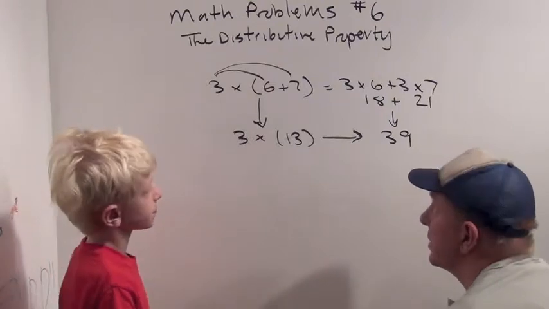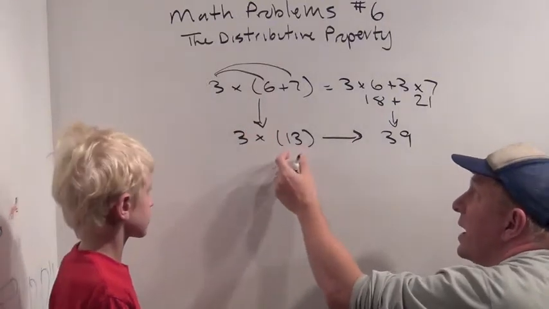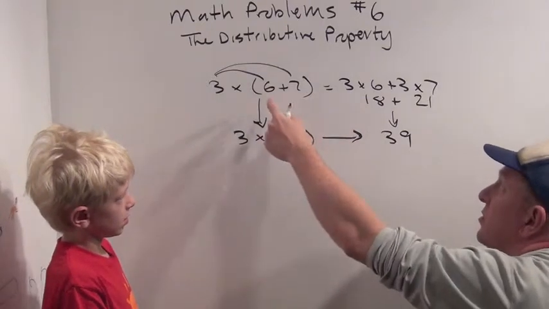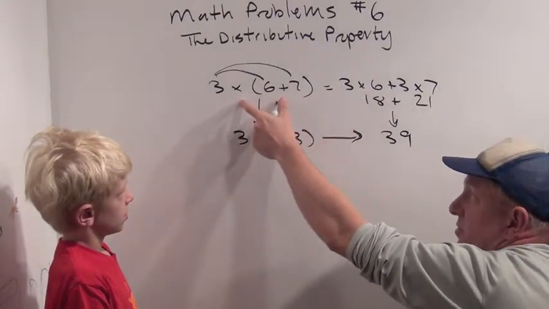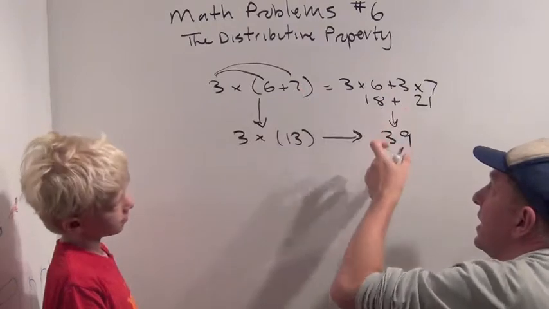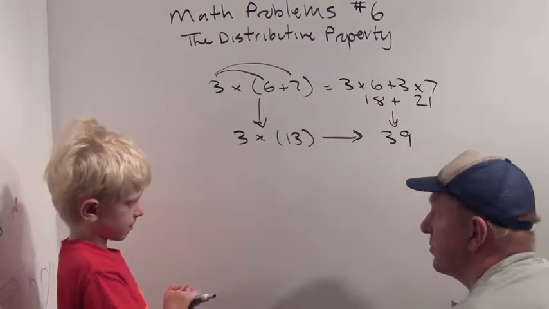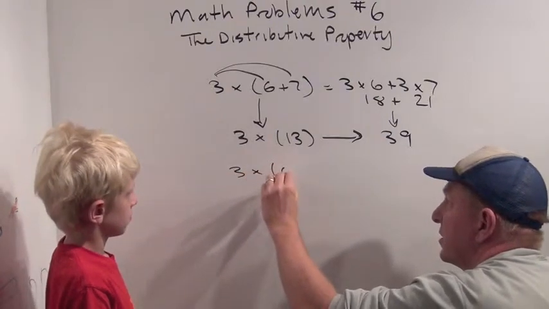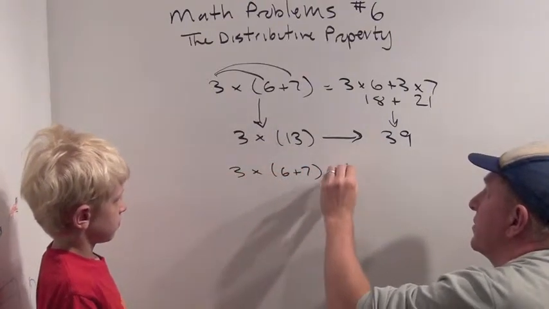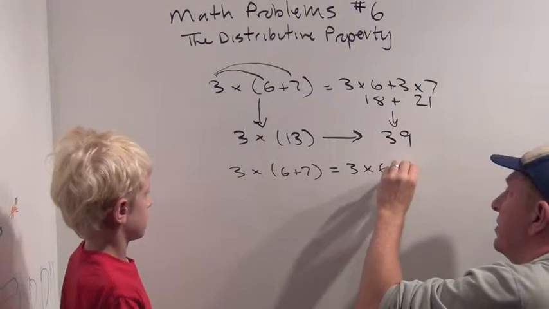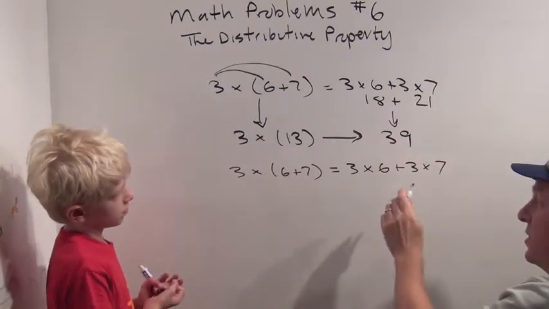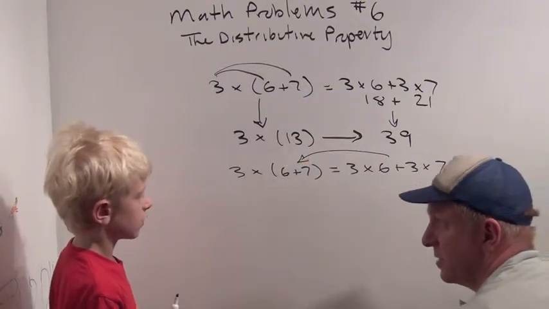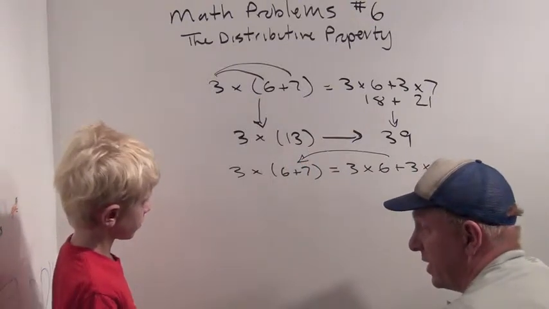So we can add what's in the parentheses first and then evaluate, or we can multiply out using the distributive property and then add. The neat thing is the distributive property works both ways. So we can say that 3 times (6 plus 7) equals 3 times 6 plus 3 times 7. Or we can say 3 times 6 plus 3 times 7 equals 3 times (6 plus 7). We can go this way. Sometimes that's easier.